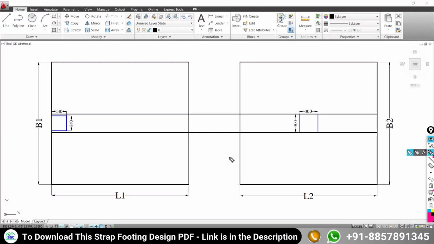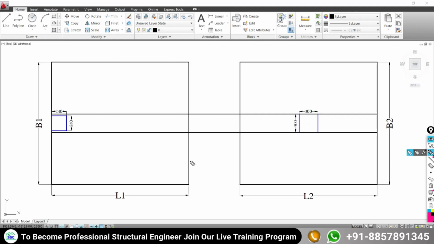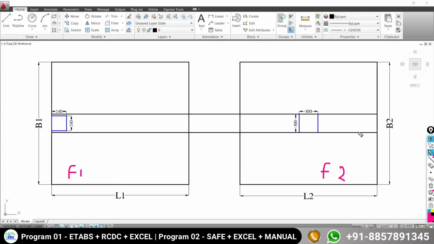Here we need to understand what is meant by the strap foundation. So strap foundation will consist of two isolated foundations, say F1 and F2. Among these two isolated foundations, one will be an eccentric foundation and another will be a concentric foundation. What is meant by eccentric foundation and concentric foundation?